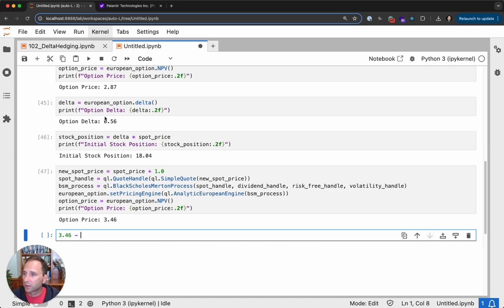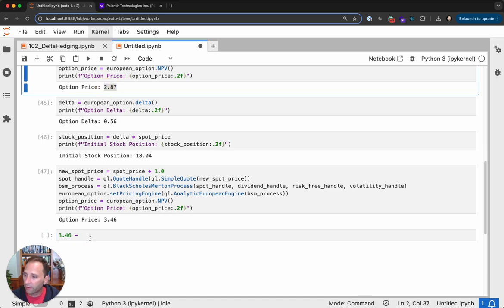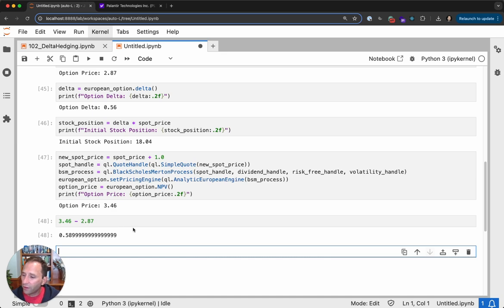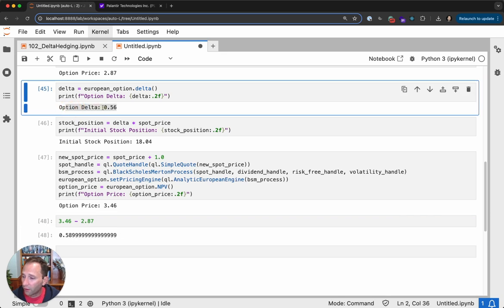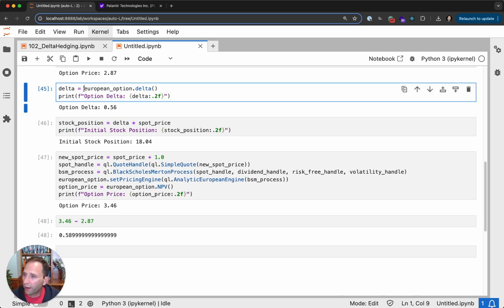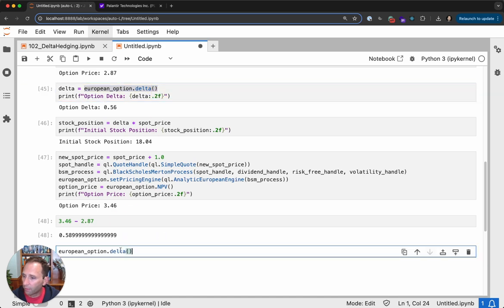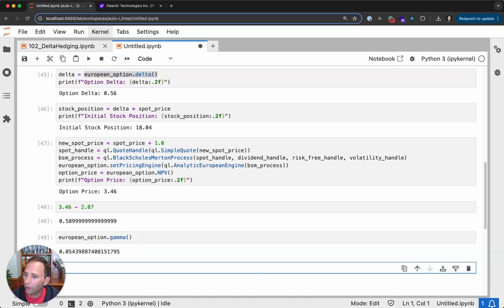And my point being, though, is that if we have $3.46 minus $2.87, that's 58.9 cents, right? That's pretty close to our delta. The difference, the 3 cents, is gamma, okay? Let's see if we can actually see that. I'm doing this on the fly, so let's see what we see. Gamma. There you go, 5 cents.